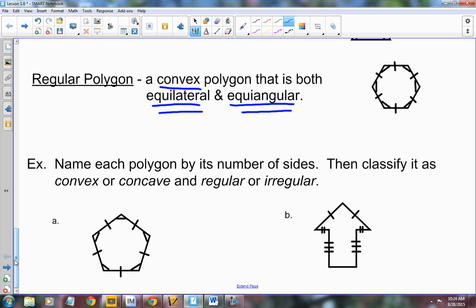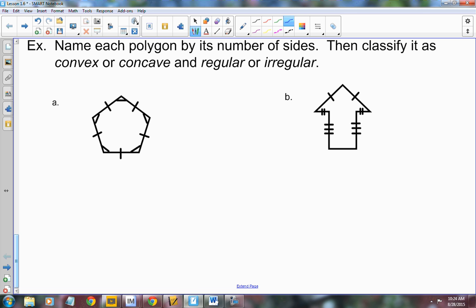All right, so it says name each polygon by its number of sides, then classify it as convex or concave, and regular or irregular. So we look at this one. It has how many sides? 5, so that makes it a pentagon. Not a 5-gon, gotta get a little more specific on that one. That's not until you get to 13 and greater. So it's a pentagon. Is it convex or concave? It is convex. And is it regular or irregular? It is regular because all the sides and all the angles are equal to each other.